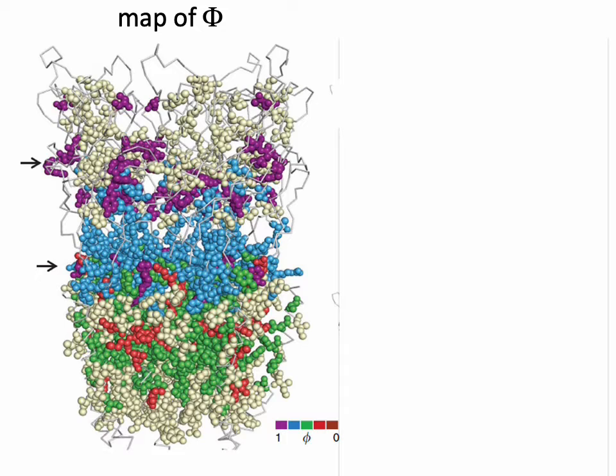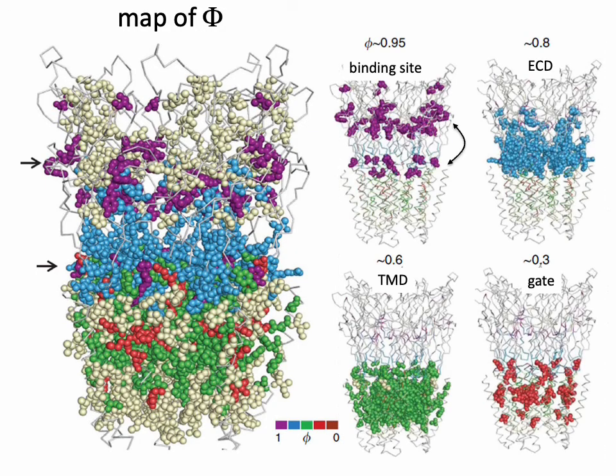So we can take this map and explode it according to phi value, and you can see that the high phi residues are mostly at the binding site. The blue 0.8 phi residues are mostly in the extracellular domain. The green residues at 0.6 are concentrated in the transmembrane domain, and the lower phi residues of 0.3 are also in the transmembrane domain, but concentrated at the gate, though scattered around a bit.